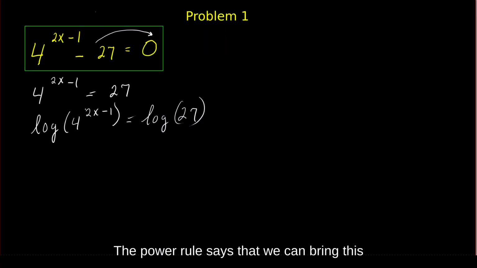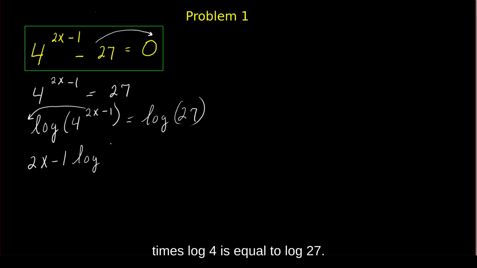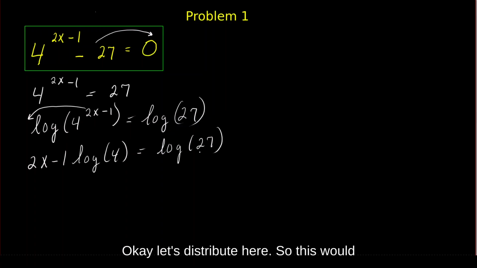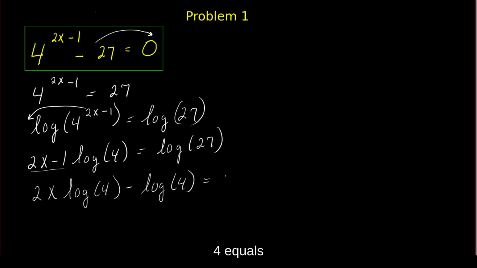The power rule says that we can bring this exponent to the front of the logarithmic expression. So it'll be (2x minus 1) times log 4 is equal to log 27. Okay, let's distribute here. So this will give me 2x log 4 minus log 4 equals log 27.